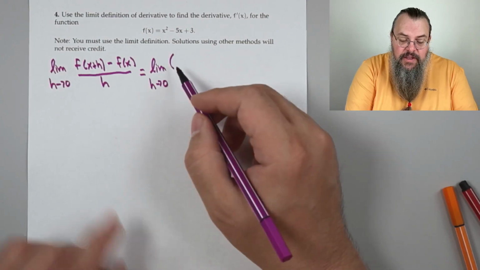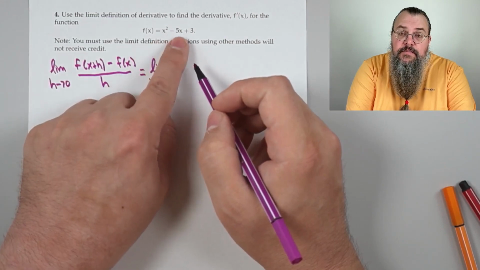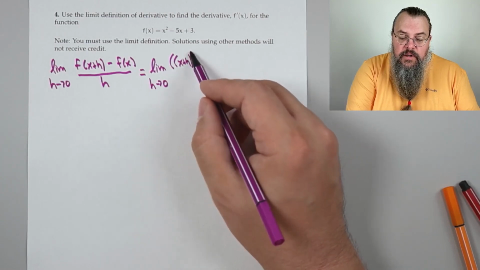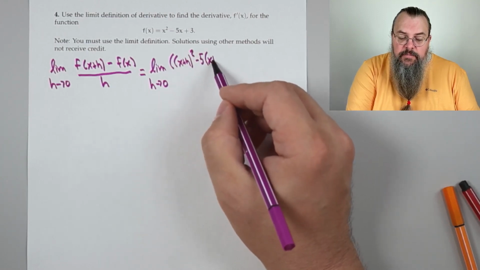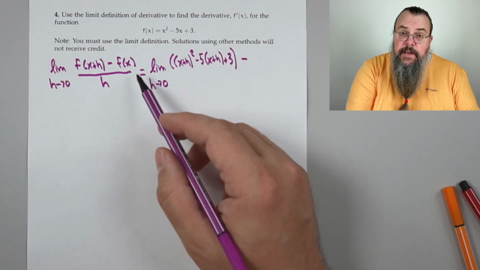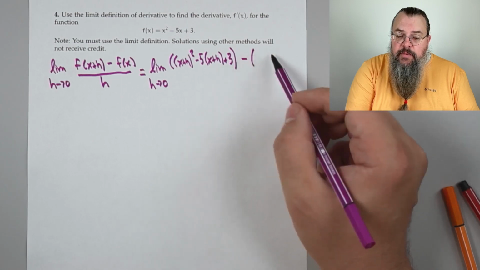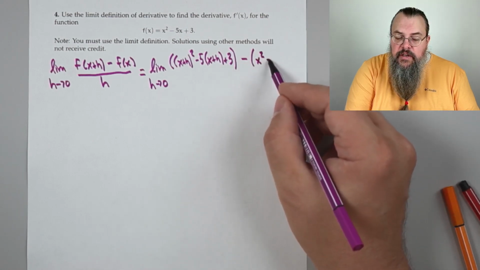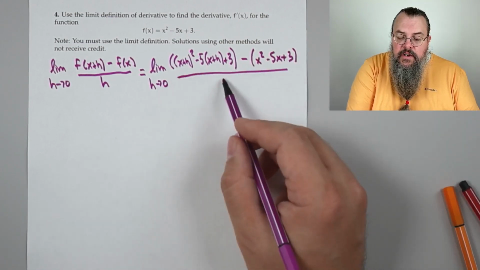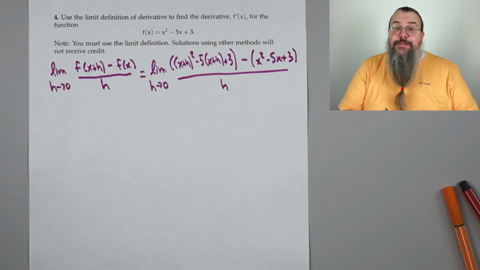So I'm going to put a parenthesis and say f of x plus h. What that means is everywhere we see an x, there's two of them, we're going to replace it with x plus h. So x plus h quantity squared minus 5 times x plus h plus 3. Subtract f of x. Now, again, parenthesis. And I want the parenthesis here because I want to make sure I distribute the minus correctly. x squared minus 5x plus 3, all over h.